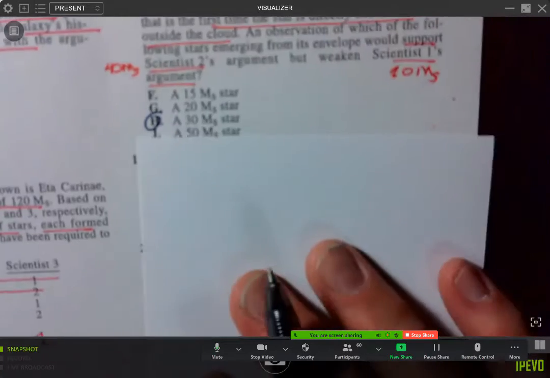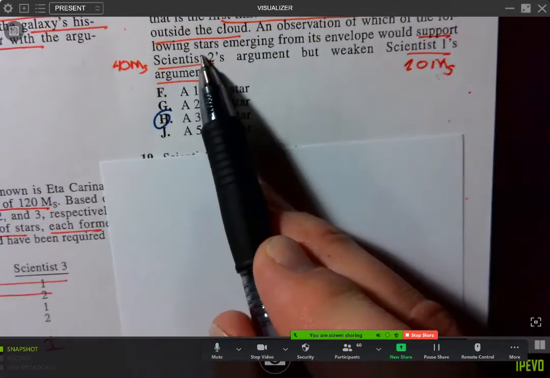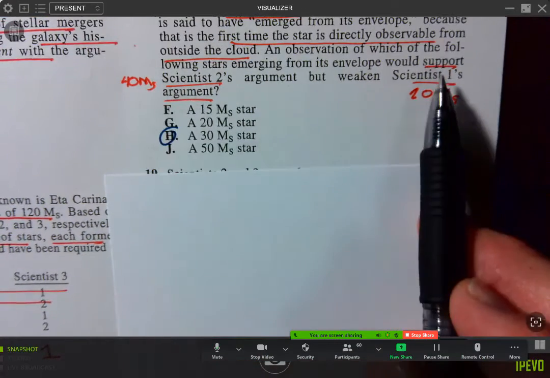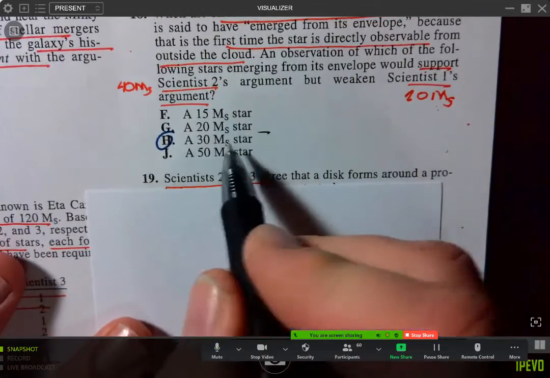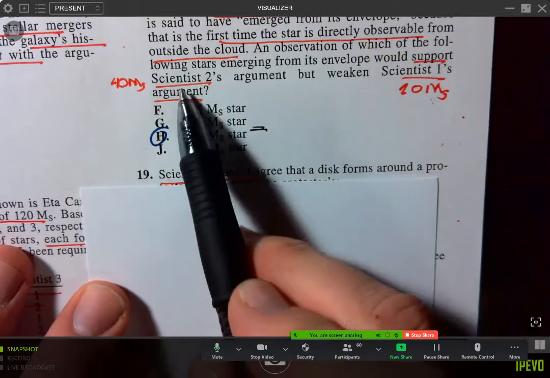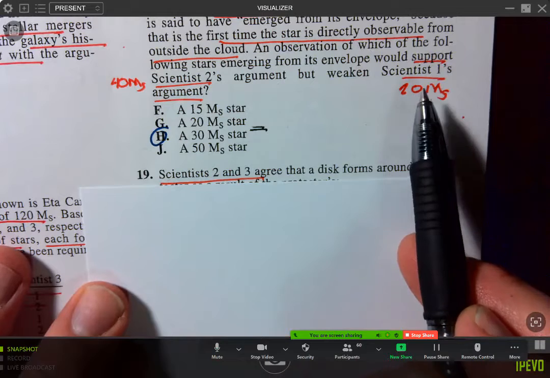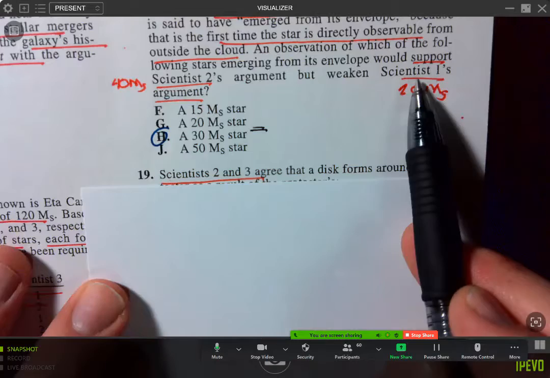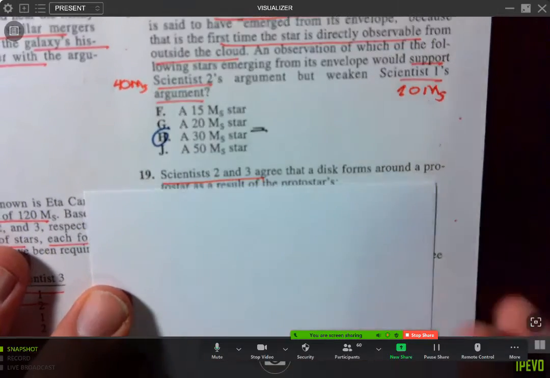Number 18, which of these would support scientist 2 but weaken scientist 1? Well, scientist 2's limit is 40, whereas scientist 1's limit is 20. So if I were to pick a 30 Ms star, right, that would have meant that scientist 2 hasn't had a merger yet, but scientist 1 would have to. Now, if the star weighs this much, it means that it hasn't had a merger yet. And scientist 1 is saying, whoa, whoa, whoa, every time you hit 20, you need another merger. So H would weaken that.